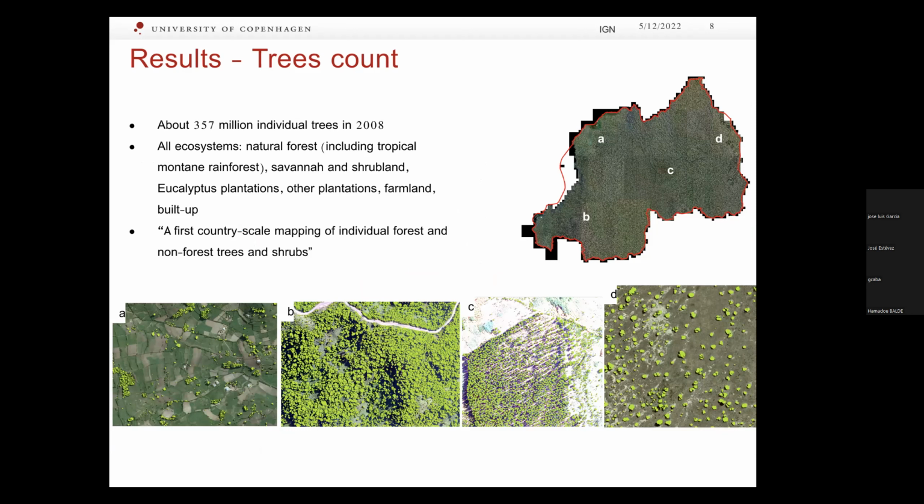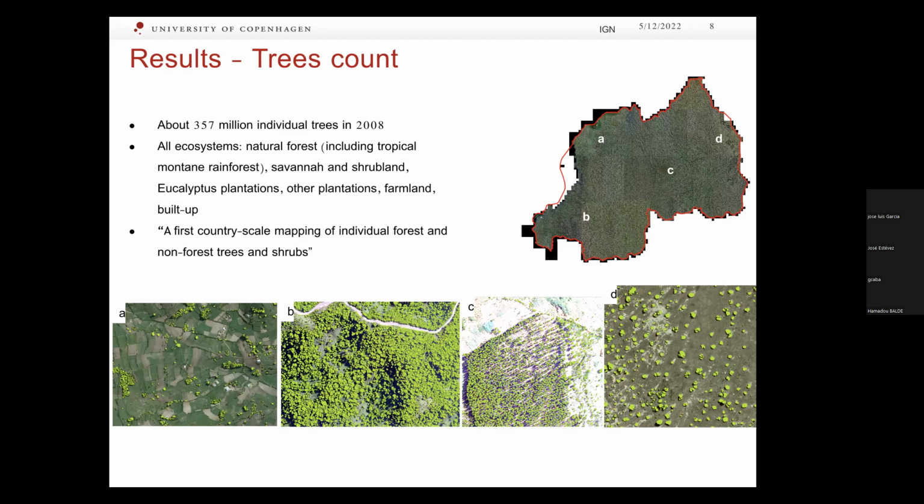But one of the reasons we selected Rwanda is because it's a country which spans most of the ecosystems that you can find in Africa, from rainforest to shrubland and drylands and many others. So we covered these natural forests, savanna and shrubland, eucalyptus plantations, other plantations, farmland, and urban areas. And we claim that this is the first country scale mapping of individual forest and non-forest trees and shrubs.